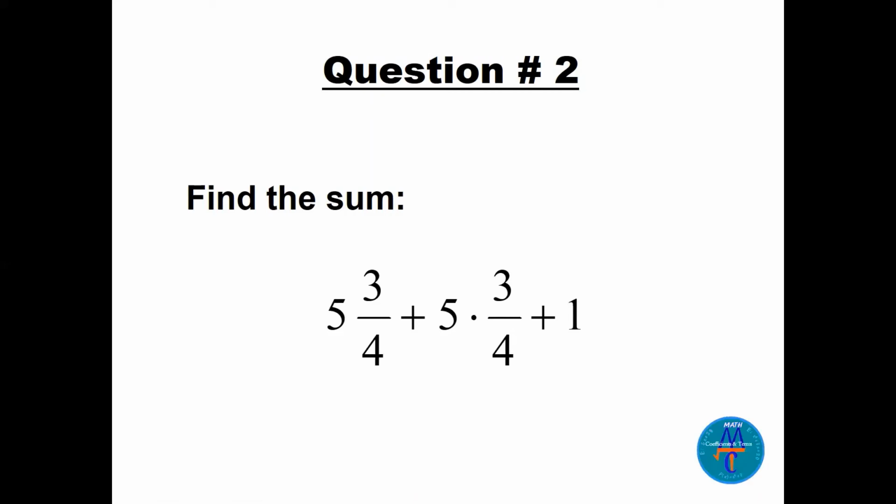So you have to do 2 things before you find the sum. You have to convert this mixed number into an improper fraction. You have to multiply 5 times 3 over 4. Also, remember, 5 here is 5 over 1. And then the 1, you can make it a fraction. I think it will be 4 over 4, something like that. And then you will be adding.